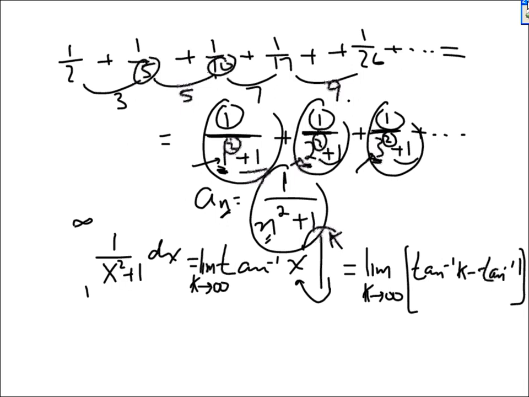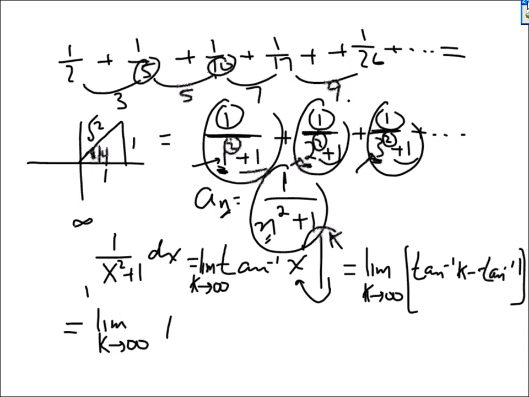But what is the tan inverse of 1? The tangent of what angle gives you 1? Like 1 over square root of 2, 45 degrees. It's pi over 4. So this is equal to the limit as k goes to infinity of the tangent inverse of k minus this silly constant, pi over 4.